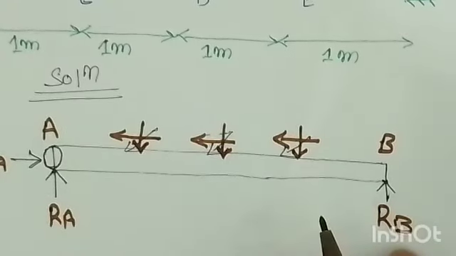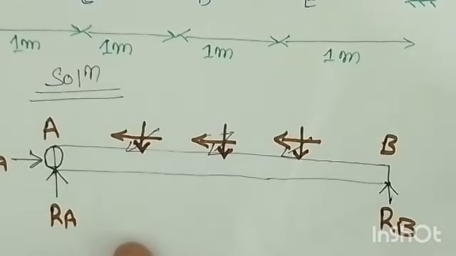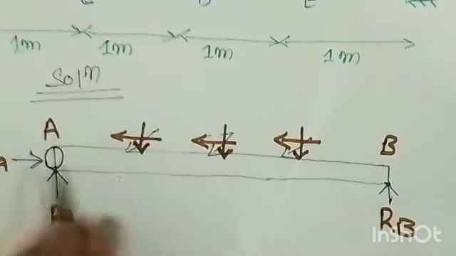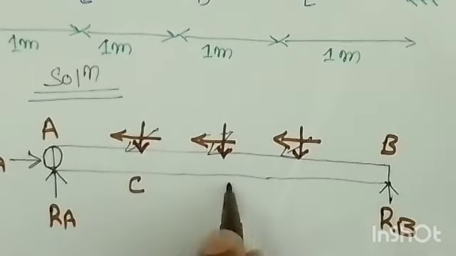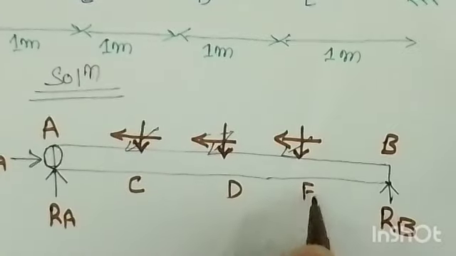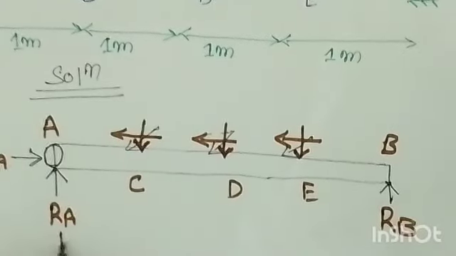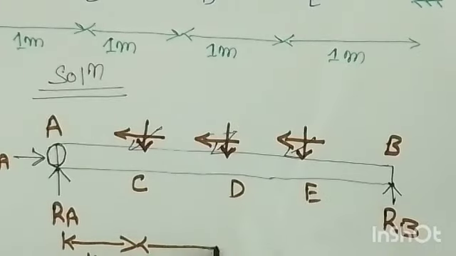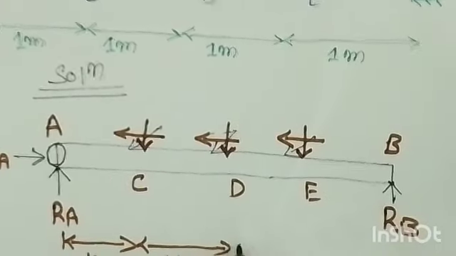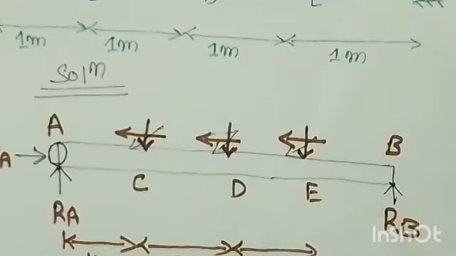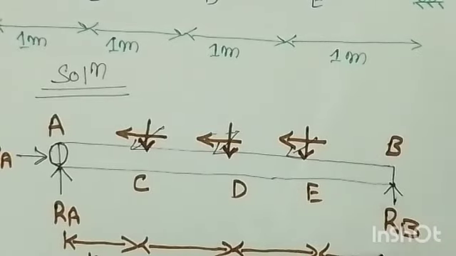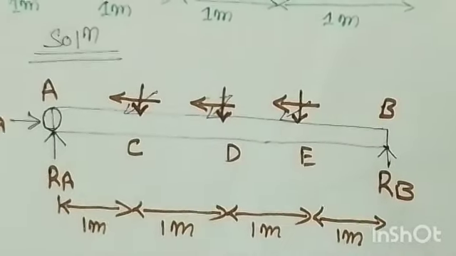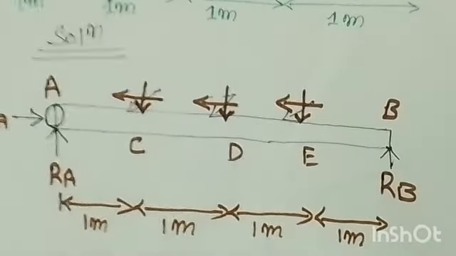For finding RA and RB, we need to take moments, so we should know the vertical forces at C, D and E. Let's say this is C, this is D, and this is E. These are apart at a distance of 1 meter, this is also 1 meter, this is also 1 meter, and this is also 1 meter. Now we need to find the horizontal components.